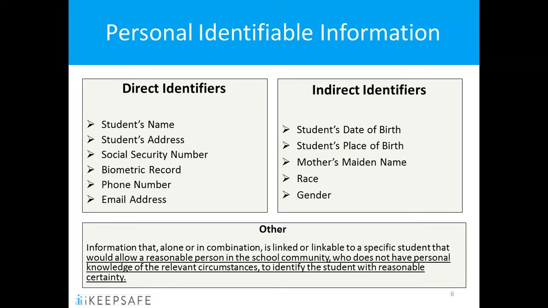Then there's the other category. Take a moment to read what I've noted under other. It's information that would allow a reasonable person in the school community who does not have personal knowledge of the relevant circumstances to identify the student with reasonable certainty. This is broad, and again, we're looking at a very broad definition of PII.